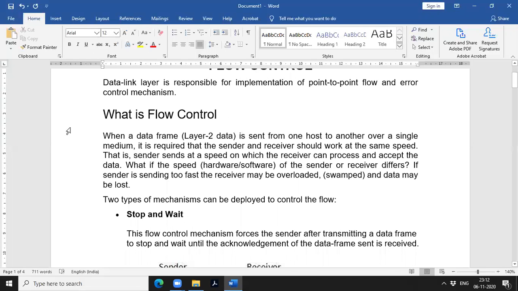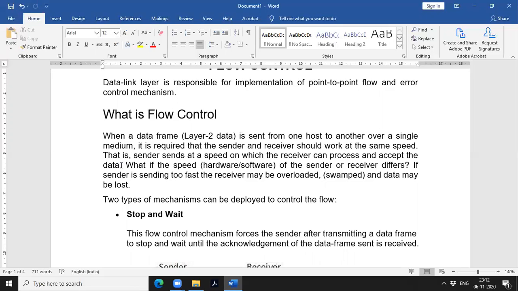Flow control concerns the data frames we send from one computer to another computer over a physical medium, maybe a physical wire or maybe a wireless medium. Okay, so this flow control requires both a sender and a receiver, that is host to host communication or peer to peer communication, right? Both hosts or computers should work at the same speed.